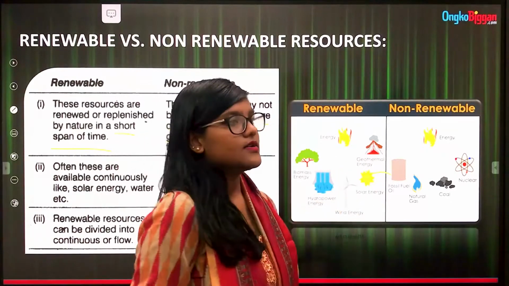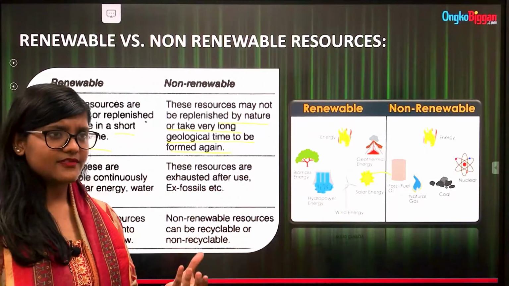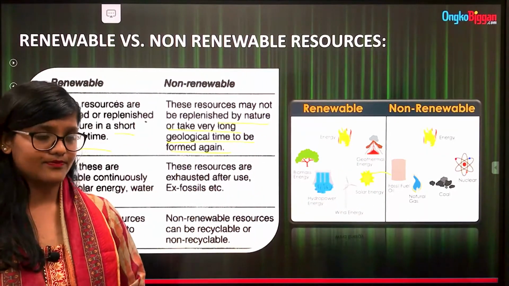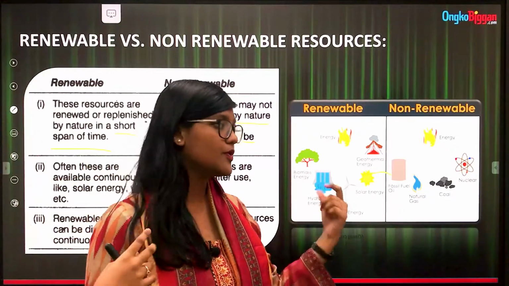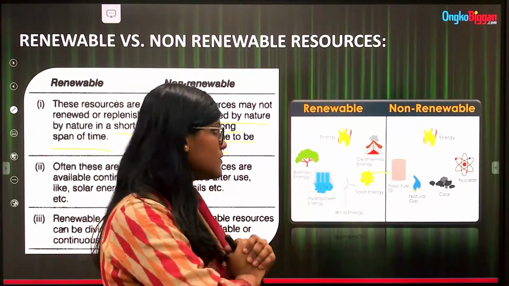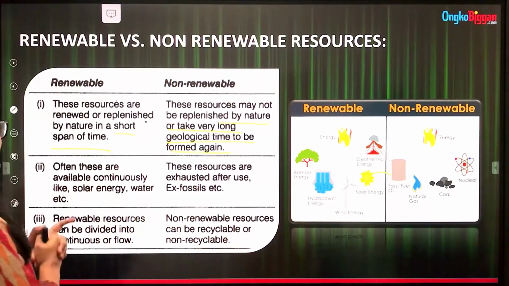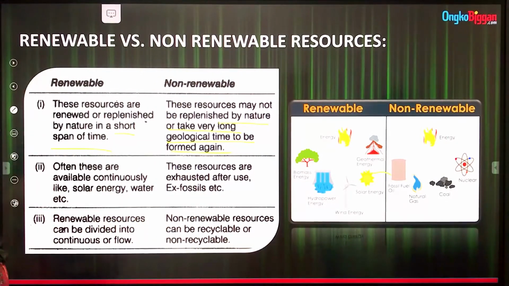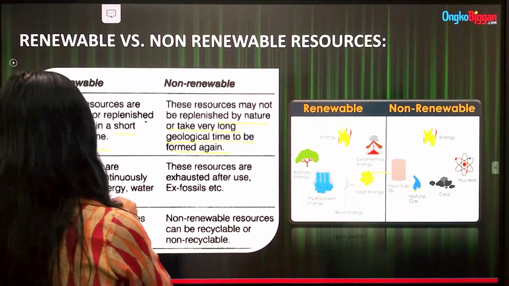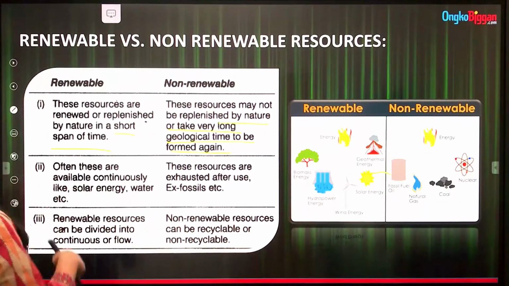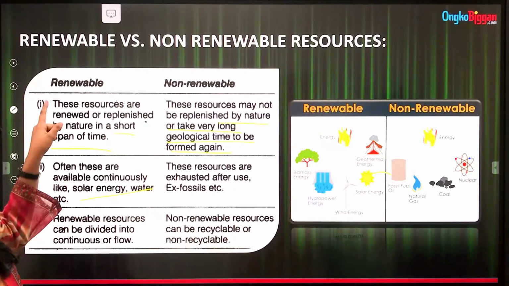Like coal. Coal is actually the result of many years; it needs many years to produce some amount of coal again. So we can see it is limited. Often these are available continuously, like solar energy, water. These are examples of renewable sources.